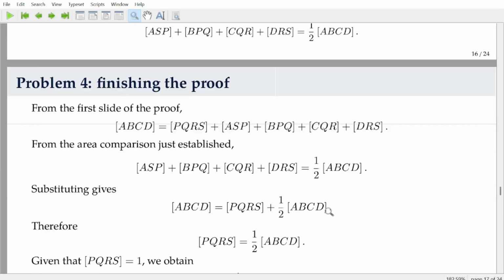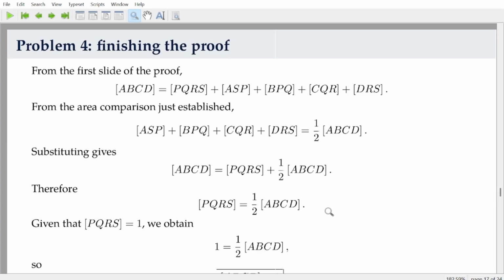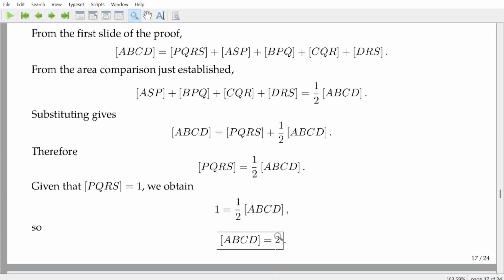So basically, the sum of these 4 triangular regions is 1/2 of the entire area of the quadrilateral. And from the first part of the proof, we had this fact, by splitting up the quadrilateral into the midpoint quadrilateral and the 4 other triangles. And now we know that the sum of the areas of those 4 other triangles is 1/2 times the total area of the quadrilateral. So we substitute that in, bring everything onto one side. The area of the midpoint quadrilateral is 1/2 times the area of the entire quadrilateral. And so therefore, because we know that the area of PQRS is 1, we can substitute that in to get that the area of ABCD has to be 2, exactly as required.